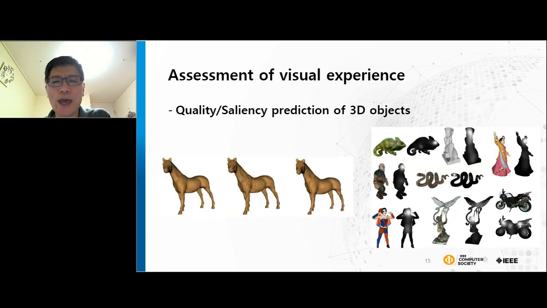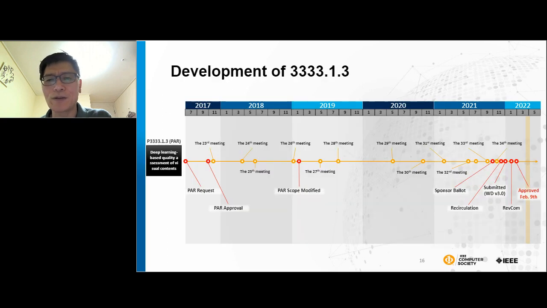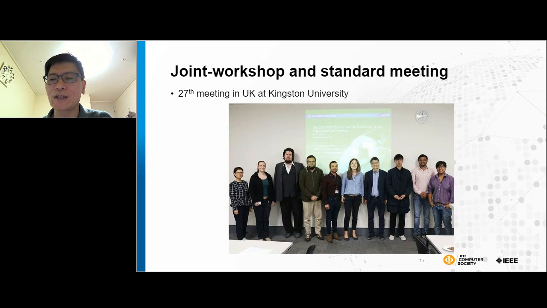So also, when you have these 3D objects, how much quality can we observe from this 3D object here. So we measure the quality and saliency for given 3D objects. So this is a timeline. Actually, we requested PER in 2017 and got approval at the end of that year, and we finalized our standard in February this year. So actually, we took a long time to finalize the standard. I would like to say the major issue was the database. We spent a huge amount of time to build up the database. That was a very difficult part of making our standard.